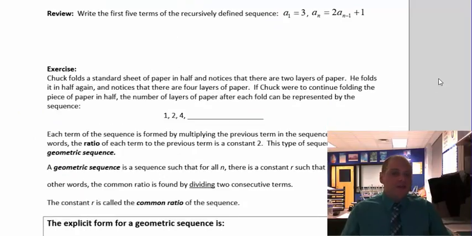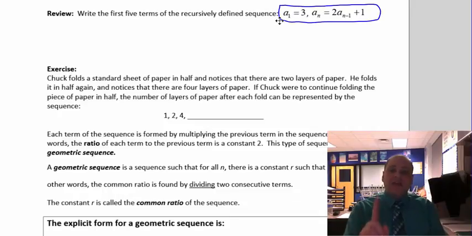So again, this should be review for you, but we're gonna do it anyways. So here is a recursively defined sequence. They have to give you the first term or a term. If they don't give you a term, you can't do anything else. So in this case, they give us the first term, a1 equals 3. Okay, that's great. I know my first term.